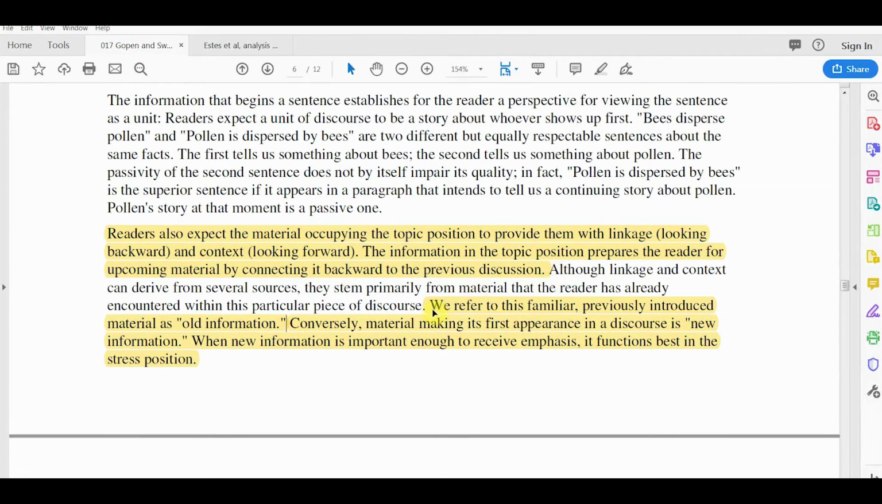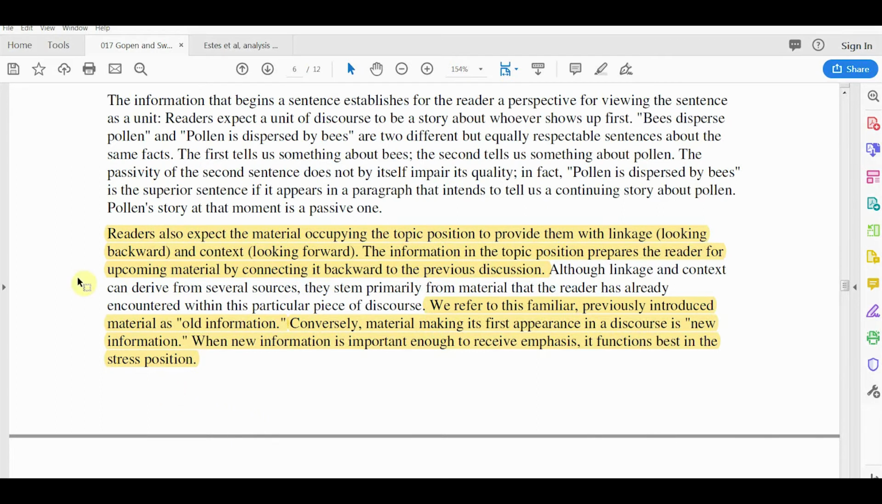Then I'm going to skip forward just a little bit more. We refer to this familiar previously introduced material as old information. Conversely, material making its first appearance in the discourse is new information. When new information is important enough to receive emphasis, it functions best in the stress position.